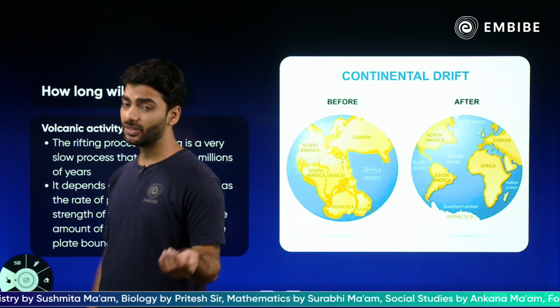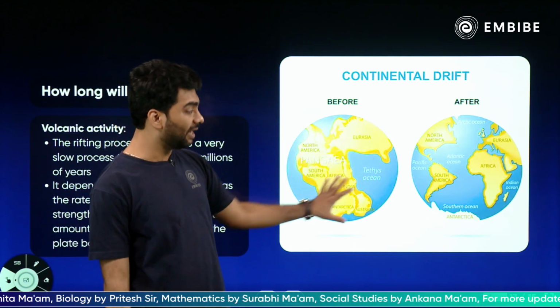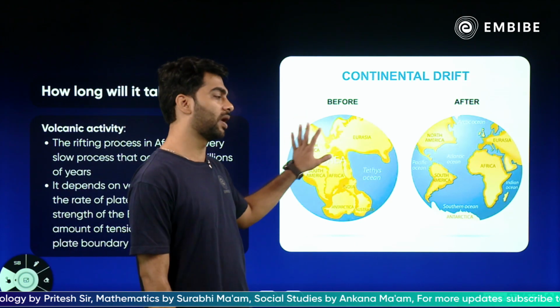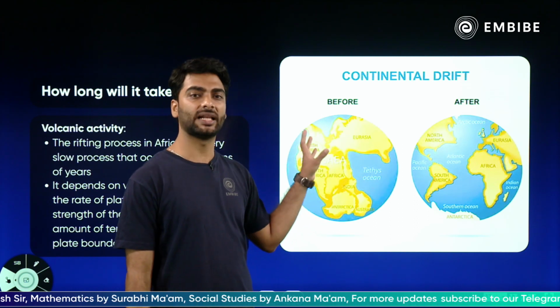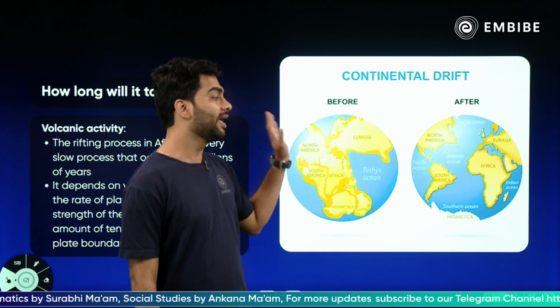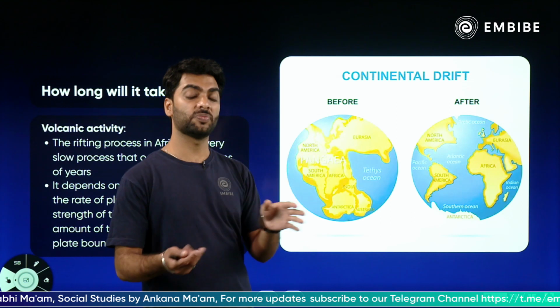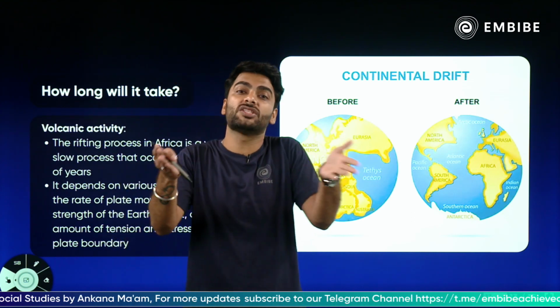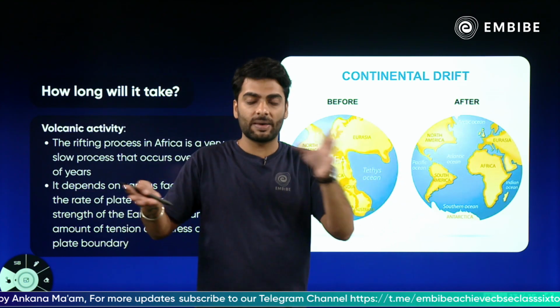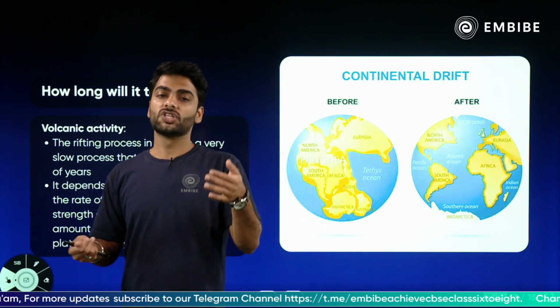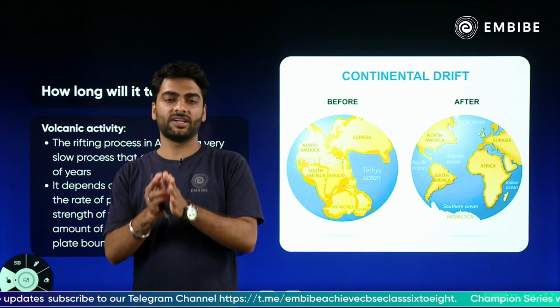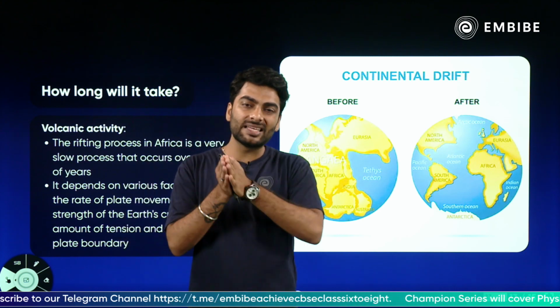Now, when I told you that billions of years ago, the Earth was one landmass called Pangea, it means that it took billions of years for the Earth to separate into 7 continents, right? So no doubt that the continent of Africa is breaking apart.